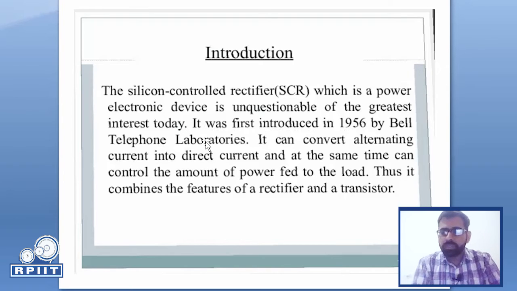It was first introduced by Bell Telephone Laboratories, an electronics laboratory, in 1956. It can convert alternating current into DC, as the name suggests, rectifier. A rectifier is a basic device which converts AC into DC. At the same time, it performs another function, that is, it controls the amount of power fed to the load. So we can say that this is a combination of a rectifier as well as a transistor.